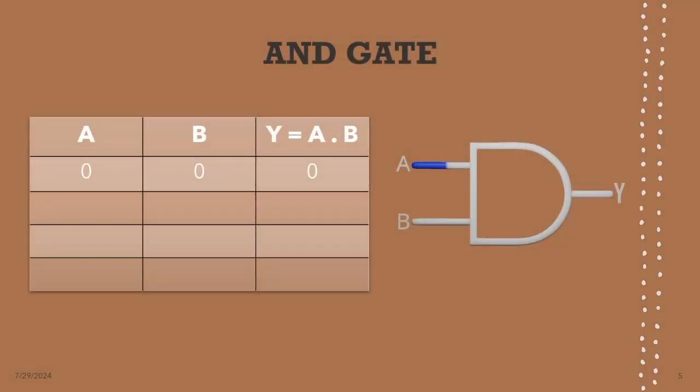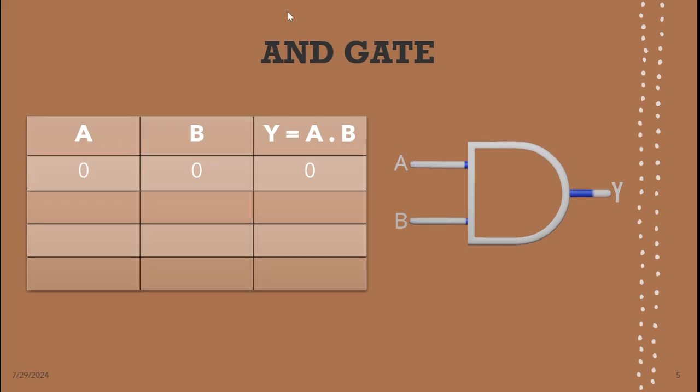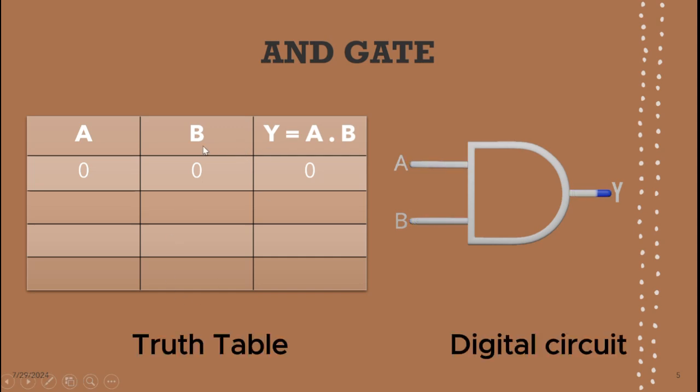So the first logic gate is AND gate. Let's explore AND gate. As you can see, this is a circuit board. A circuit board contains two inputs, A and B, and one output. Along with the circuit board, there is a truth table. As you can see, there are two variables A and B. And in the third column is the logical expression, that is Y equals A dot B.